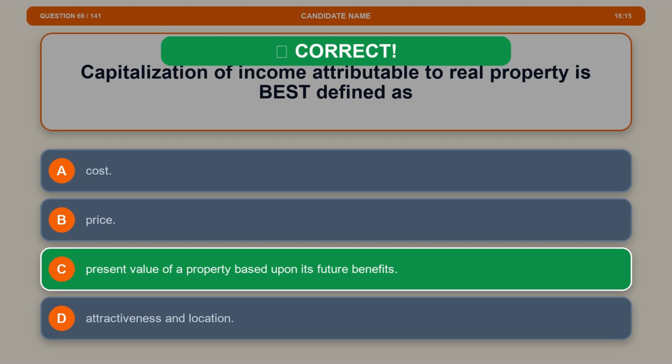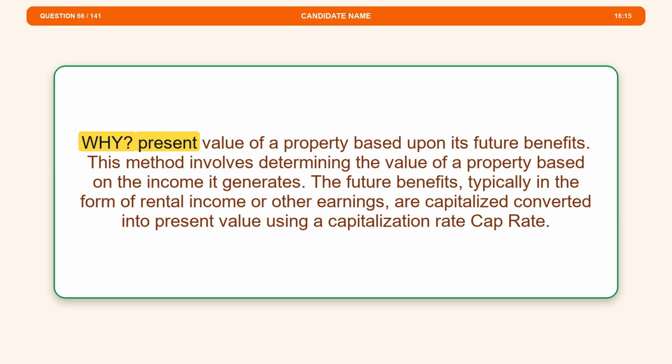The correct answer is option C. Present value of a property based upon its future benefits. This method involves determining the value of a property based on the income it generates. The future benefits, typically in the form of rental income or other earnings, are capitalized, converted into present value using the capitalization rate, cap rate.